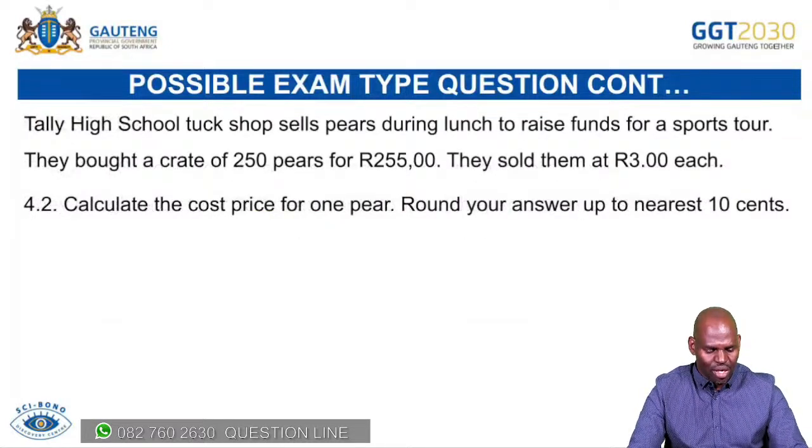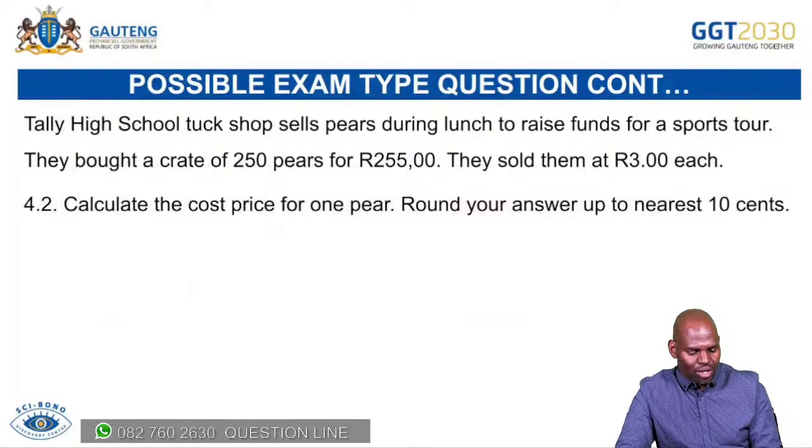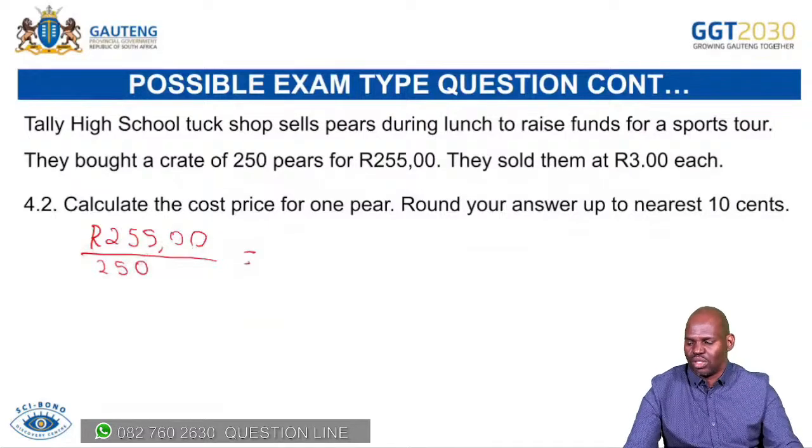Still on the very same question, 4.2, they say calculate the cost price for 1 PA. Round your answer up to the nearest 10 cents. So if we have to calculate the price of 1 PA, it means we have to take 255 rand and divide by 250 PAs. Okay, so this will give us the answer.